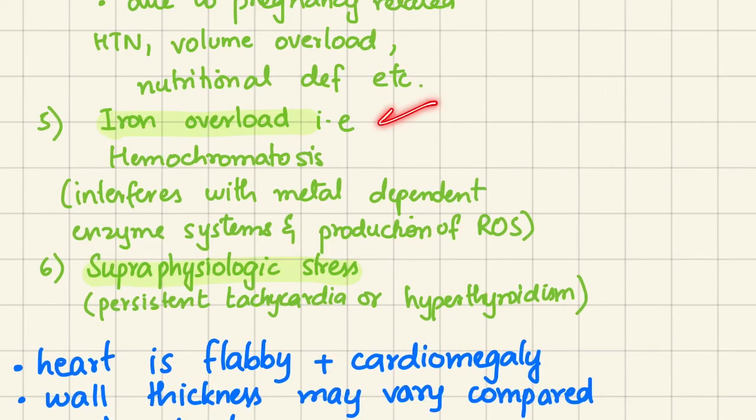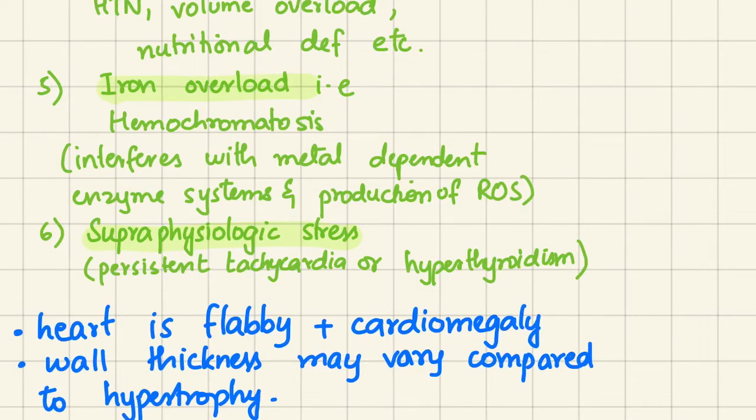We can also have iron overload, for example in primary or secondary hemochromatosis, and that is because it interferes with metal dependent enzyme systems and production of reactive oxygen species, and this is how it will damage the myocardium. And lastly, we can have supraphysiological stress, that is if we have persistent tachycardia due to hyperthyroidism or any other reason that can pose unnecessary stress on the myocardium and cause it to dilate. Grossly, the heart is going to be flabby and there will be cardiomegaly, of course, and wall thickness may vary compared to hypertrophy, as I said before.